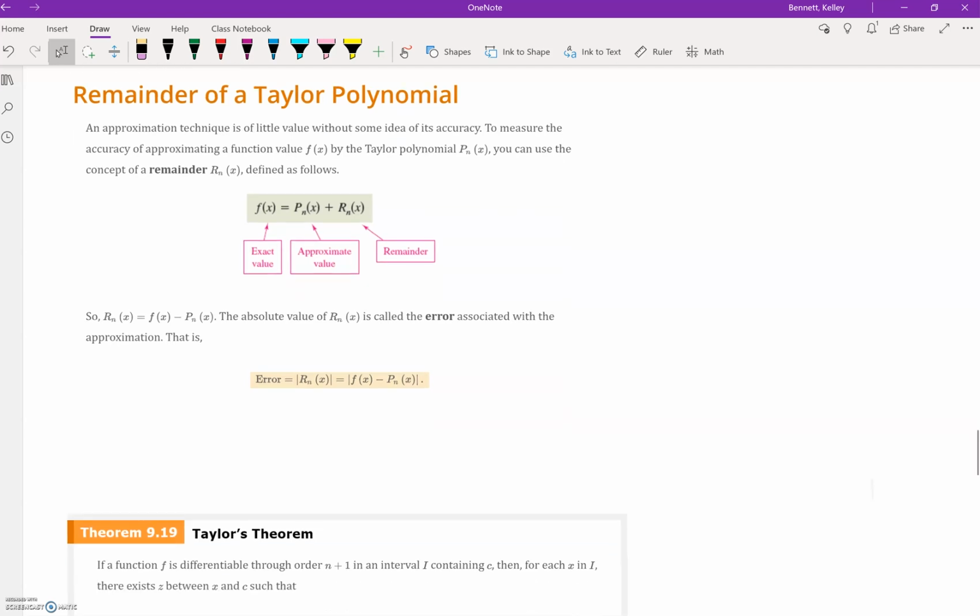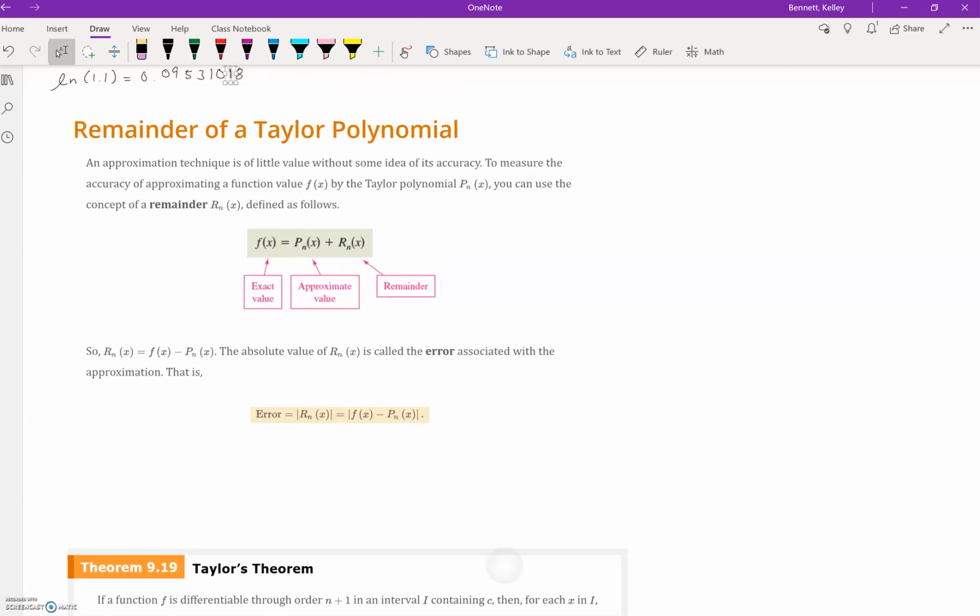So if you were to solve this equation for r sub n of x, then this would just be equal to f of x minus p n of x. And we'll see that down below here highlighted as the error. So we just take the absolute value of that and we call it the error associated with the Taylor approximation.